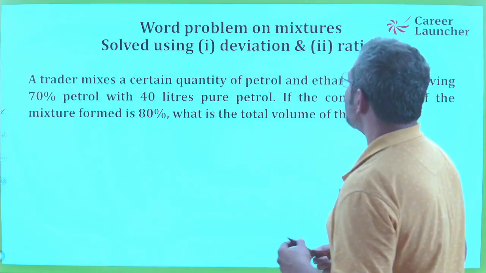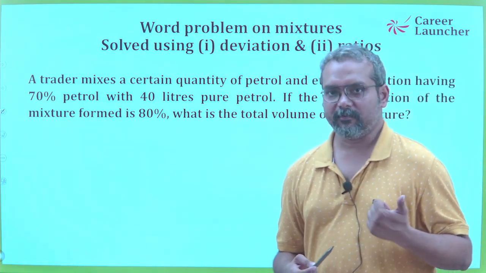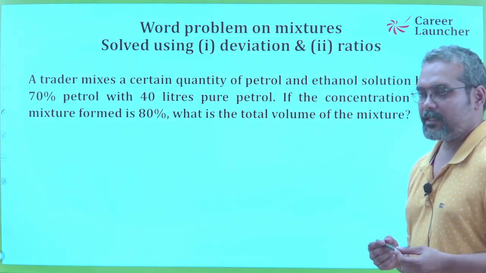We are going to discuss a word problem on mixtures, and we are going to solve it using two methods. One is the sum of deviation 0 and then use ratios to solve. Okay. So what do we have?